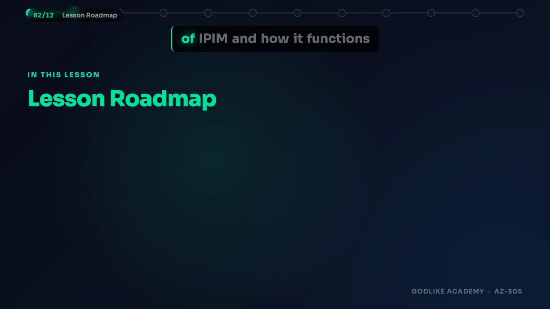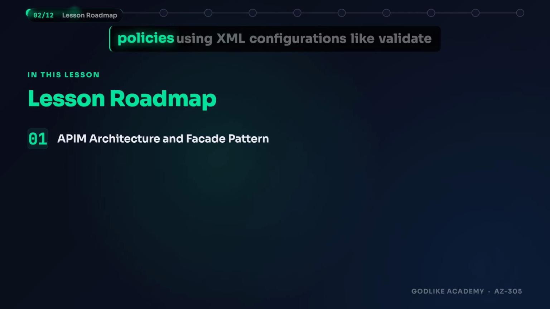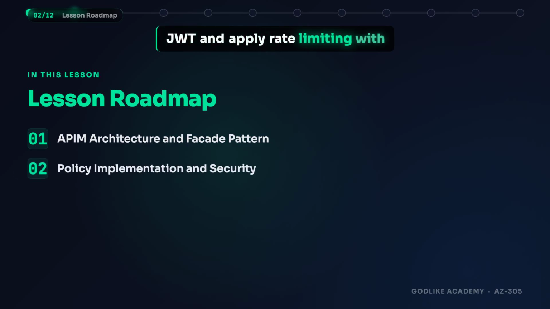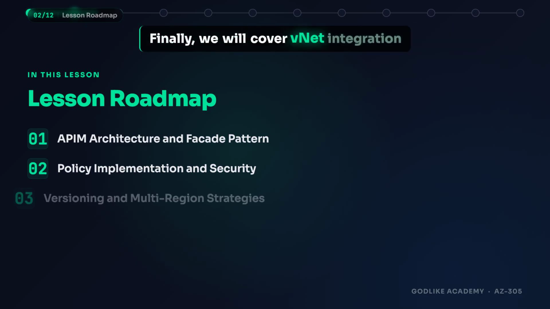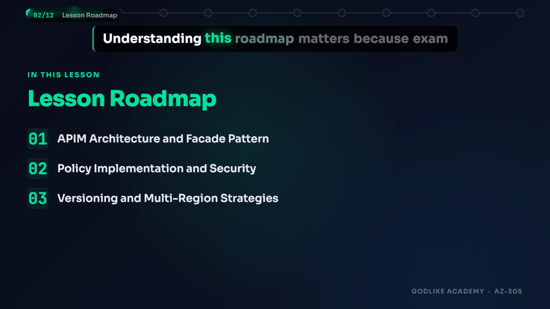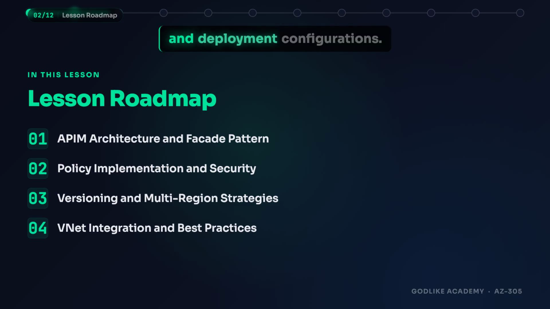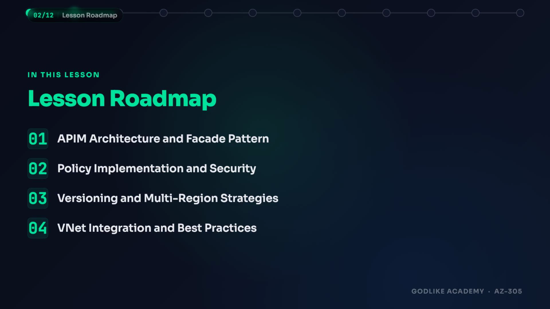We will explore the core architecture of APIM and how it functions as a central facade. You will learn to implement security policies using XML configurations like validate-jwt and apply rate limiting with rate-limit-by-key. We will examine versioning strategies and multi-region deployments using Azure Front Door. Finally, we will cover VNet integration to secure backends and review production best practices. Understanding this roadmap matters because exam questions frequently test policy execution order and deployment configurations. Missing these details leads to failed certification attempts and insecure public endpoints in real environments.